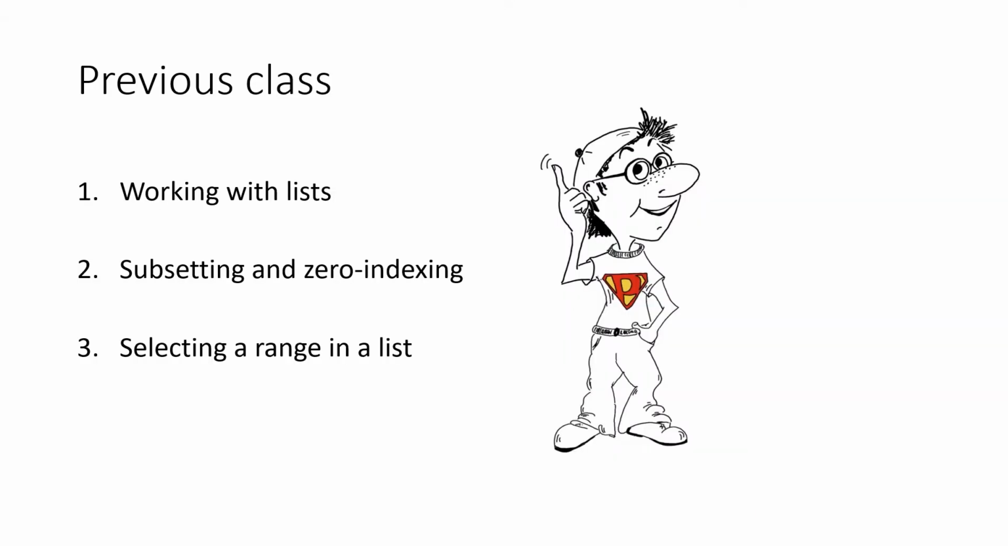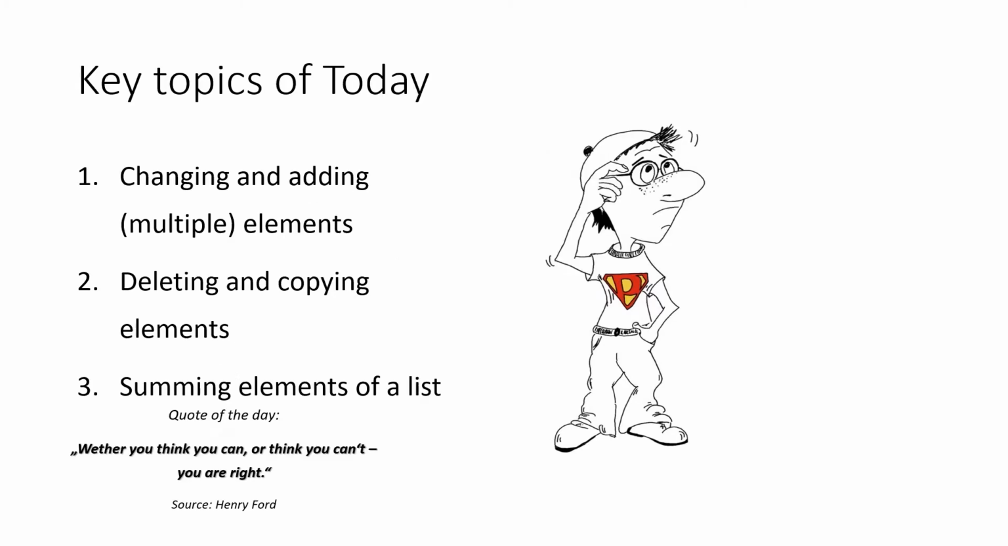In the previous class, we again worked with lists, but we also learned the very important principles of subsetting and zero indexing. Furthermore, we already know how we can select a range of elements within a list. The key topics of today, though, are how we can change or add multiple elements in a list, how we can delete or copy them, and in the end, how we can sum up elements of a list to a new total.